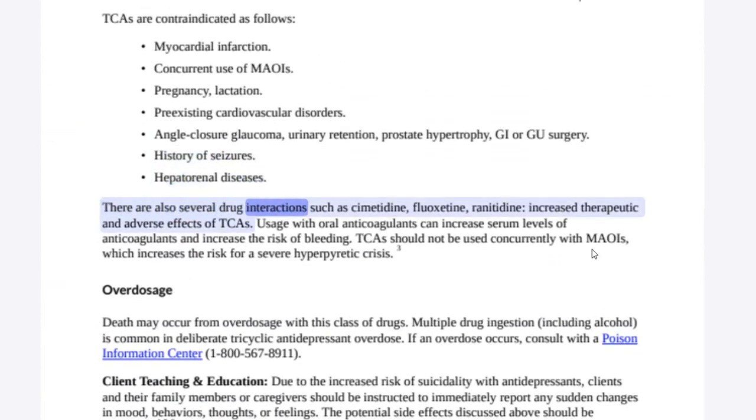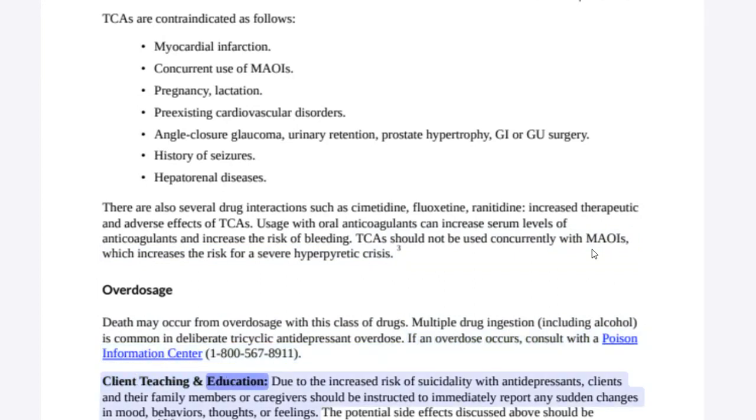There are also several drug interactions. Cimetidine, fluoxetine, and ranitidine increase therapeutic and adverse effects of TCAs. Usage with oral anticoagulants can increase serum levels of anticoagulants and increase the risk of bleeding. TCAs should not be used concurrently with MAOIs, which increases the risk for a severe hyperpyretic crisis. Overdosage. Death may occur from overdosage with this class of drugs. Multiple drug ingestion is common in deliberate tricyclic antidepressant overdose. If an overdose occurs, consult with a poison information center.